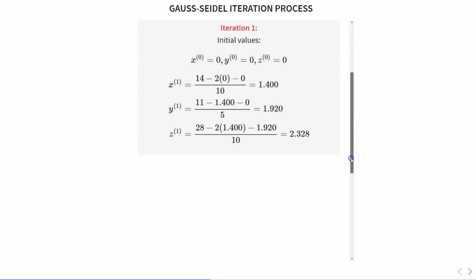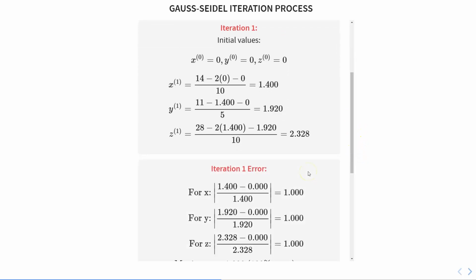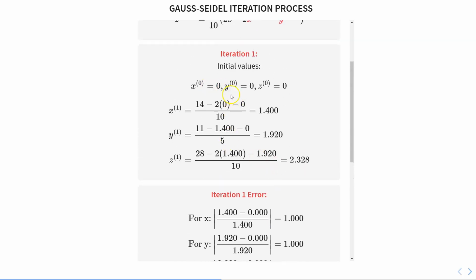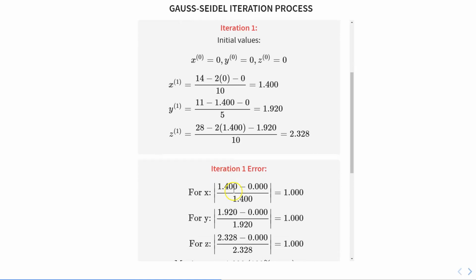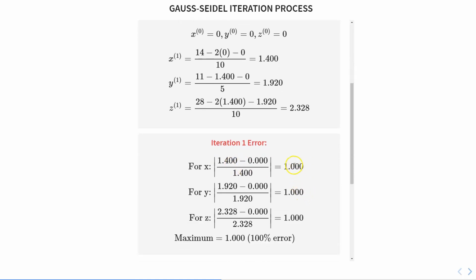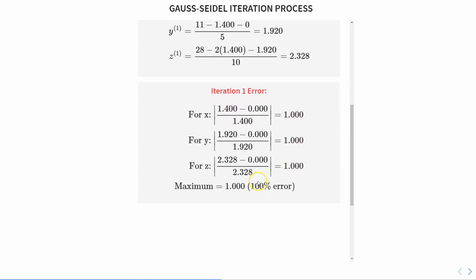Now using that, I am calculating the relative error. My initial value is 0 and I already got x1, so from there I can calculate the relative error. All our relative errors are 1, meaning 100% error. So I have to go to the next step.